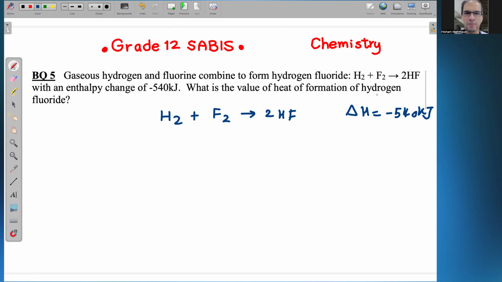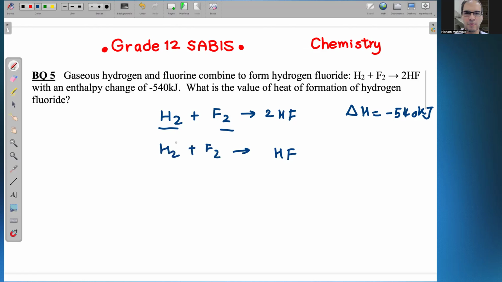So what is the heat of formation of hydrogen fluoride? Isn't this the same thing? You have formed the hydrogen fluoride from its reactants. So hydrogen fluoride is made from H and F, and now you are asking me the same question. So what is the difference? What is the value of heat of formation? So you are asking of forming again HF from H2 and F2.